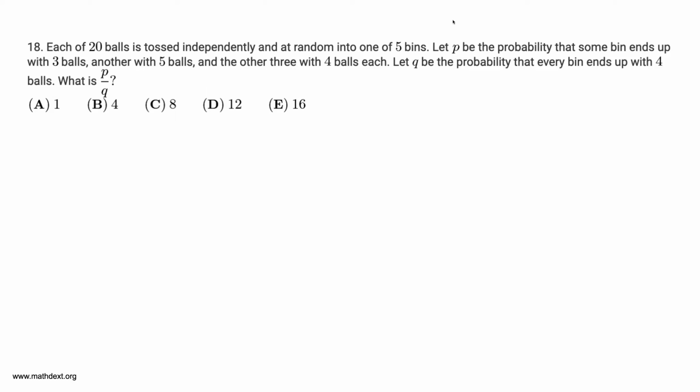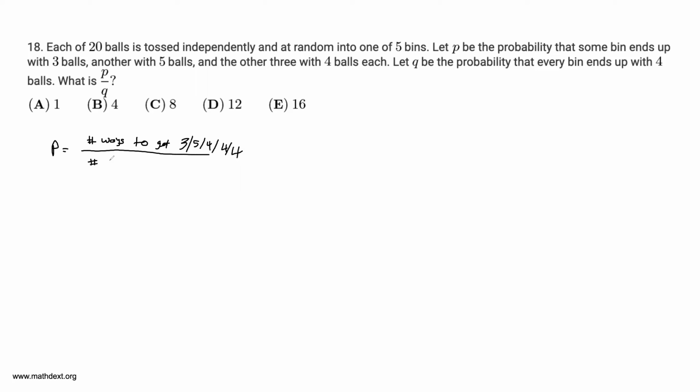Okay, so first of all, let's see what we have. P is the probability that some bin ends up with 3 balls, another with 5 balls, and the other 3 with 4 balls. So P is equal to, remember what probability is, the number of desired outcomes divided by the number of total outcomes. So the numerator here would be the number of ways to get our desired distribution, 3, 5, 4, 4, 4 in some way, shape, or form.